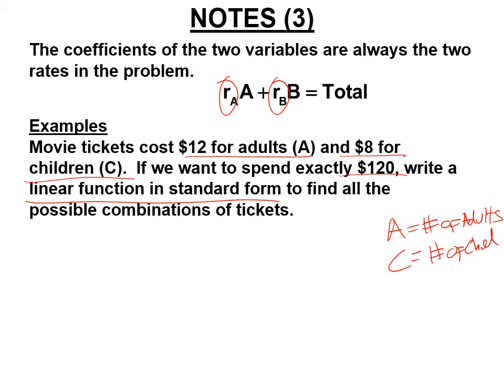Now we have rates. So what is the 12 the coefficient of? It's $12 for adults. It's 12A. It's $8 for children. What's that the coefficient of? C. And what's the total amount of money we spend? That's the linear function. That's the line for a combination of adult and children's tickets that add up to $120.